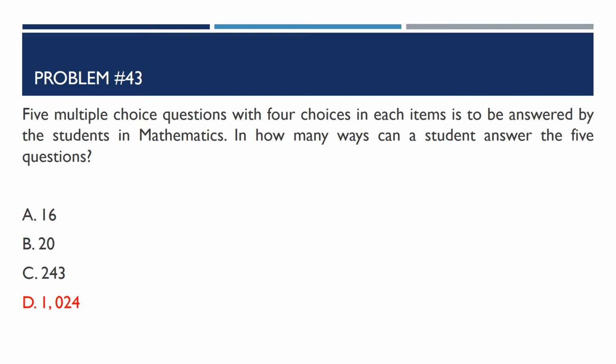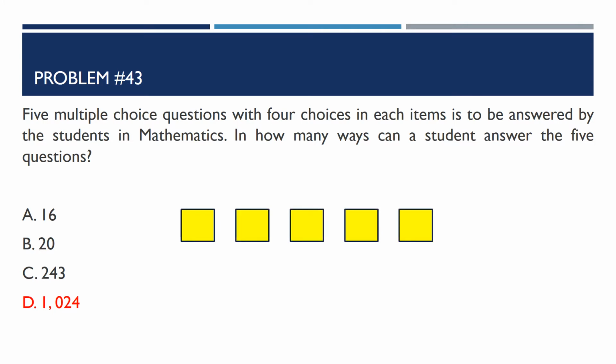So first, we are going to illustrate this problem to make it easier for us to analyze and solve the problem. So we're going to construct 5 blocks representing the 5 items. And what we're going to put in these blocks are the number of ways to choose from each item. So this is for number 1, 2, 3, 4, and 5. So remember that it's given that there are 4 choices in each item.